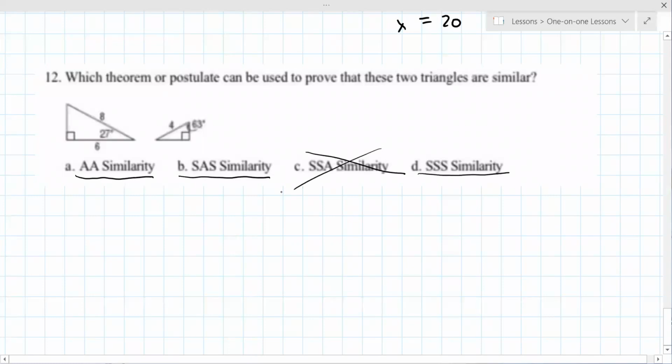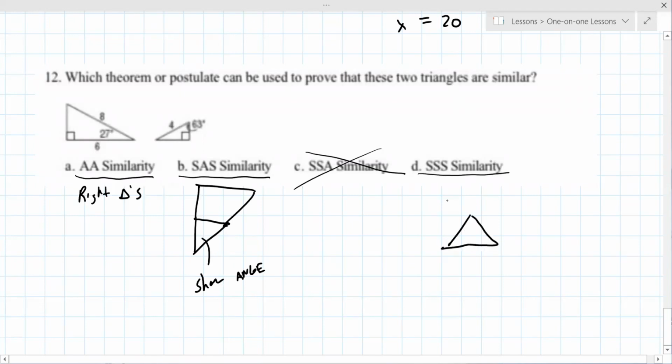So now it's just a matter of which you are given. Angle-angle-angle is usually used with right triangles. That one's possible, although we don't necessarily have all the information. Side-angle-side means that generally the triangles have an overlap where they share an angle. And the side similarity, to me, is almost like a weird donut where you have the triangle inside the triangle.